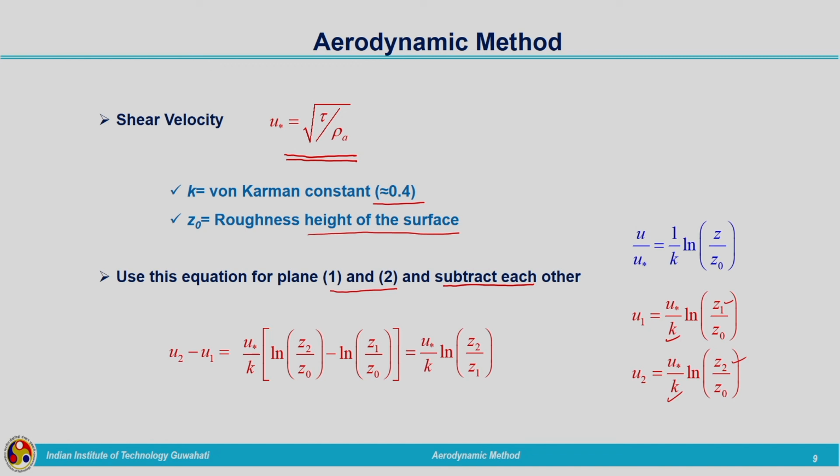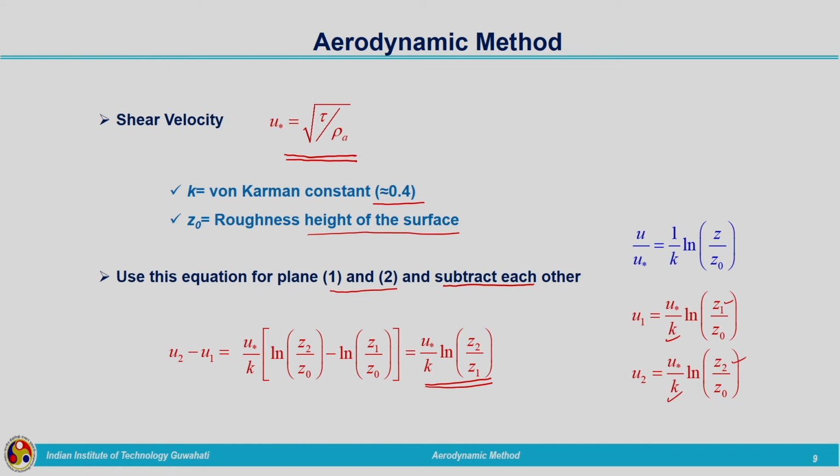So, it can be written as u star by k ln z2 by z1. Z naught is getting cancelled. So, the expression for the difference in wind velocity at section 2 and section 1, that is u2 minus u1, can be written as u star divided by k ln z2 by z1.